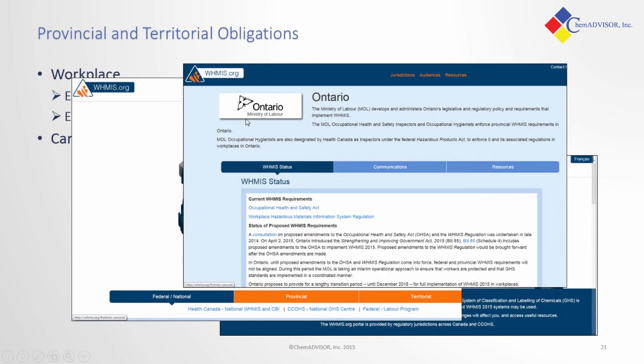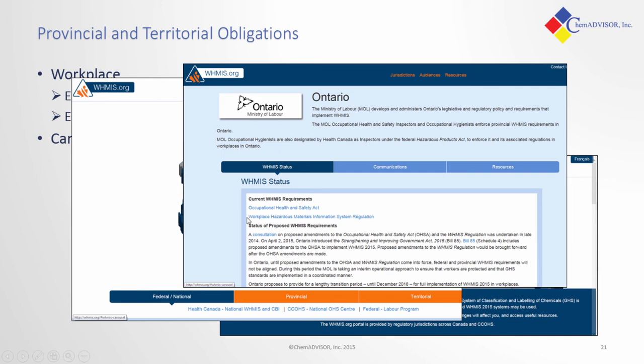And I want to just give you one example of Ontario. So if you were clicking on the map for Ontario, it would come up with information that gives you WHMIS status. It gives you other information such as communications and resources too. But it gives you what the status is of the proposed WHMIS requirements. So you need to look at each of those in order to get a complete picture.